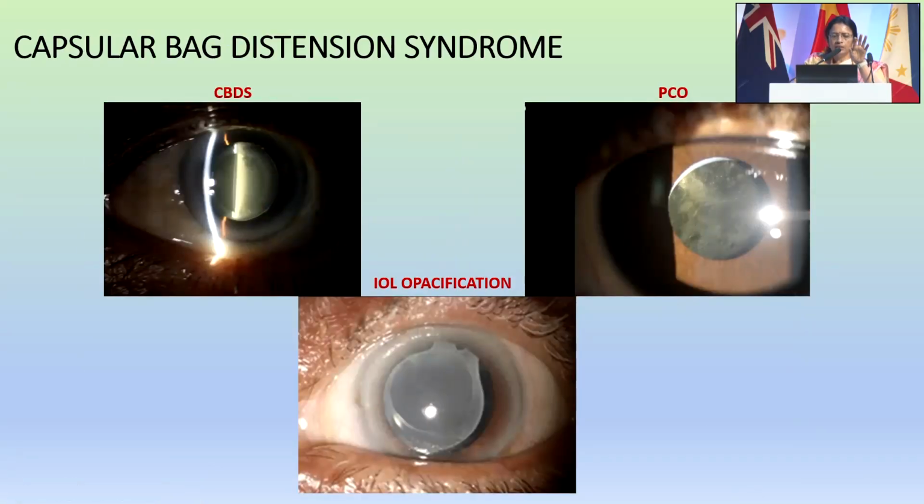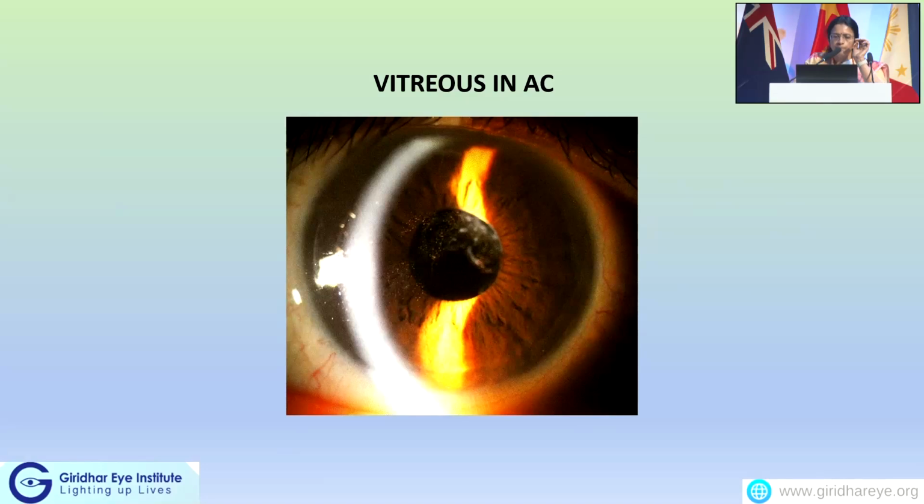Now, in the undilated position, this can be confused with dense posterior capsule opacification or IOL opacification, but a dilated examination will help in differentiating these conditions. And the differentiation is important because in CBDS and PCO, capsulotomy is the treatment of choice. But in lens opacification, if you do capsulotomy early, then the explantation will become difficult. Now, though this patient had 6/6 vision, the quality of vision was poor because of the presence of vitreous in front of the IOL.